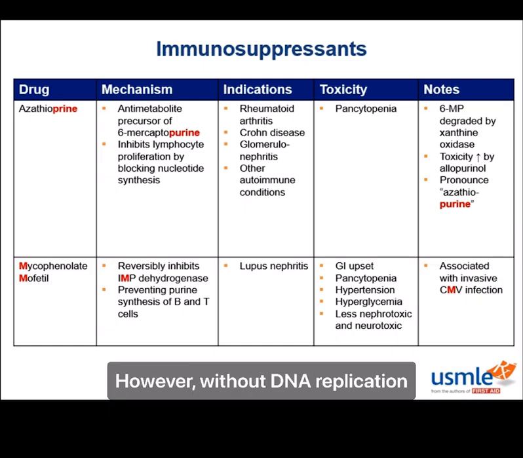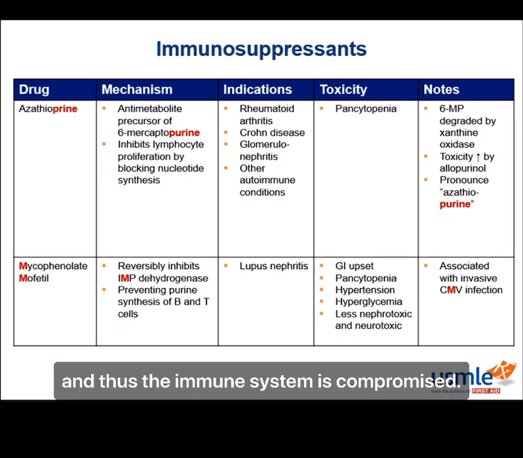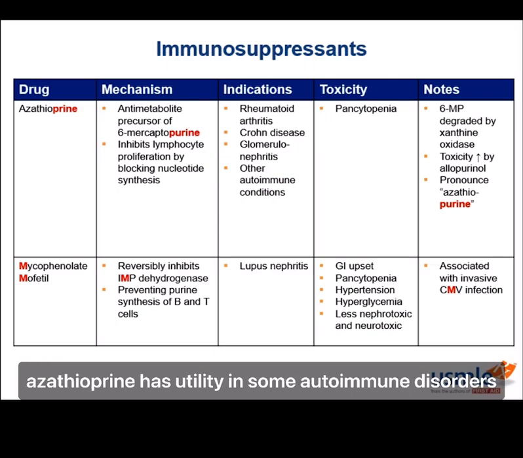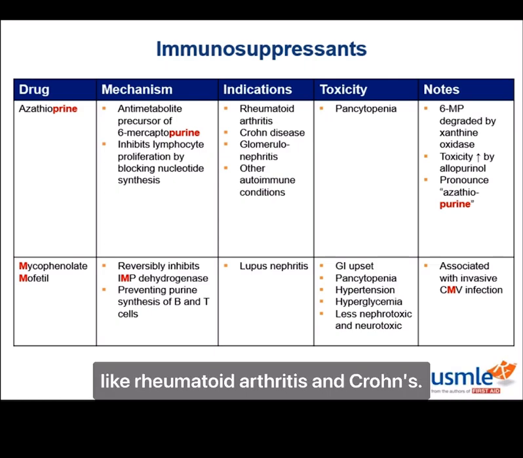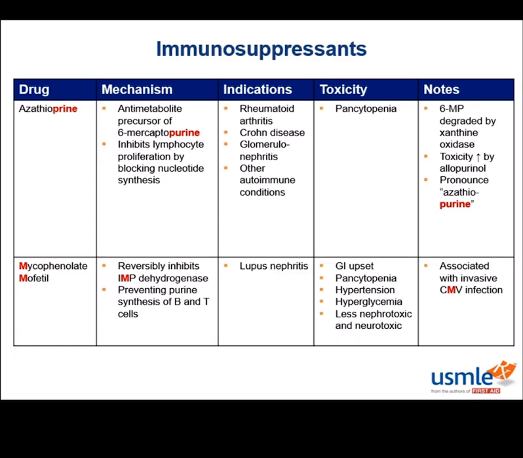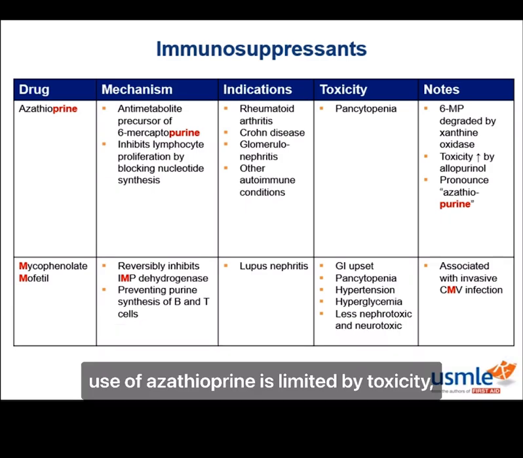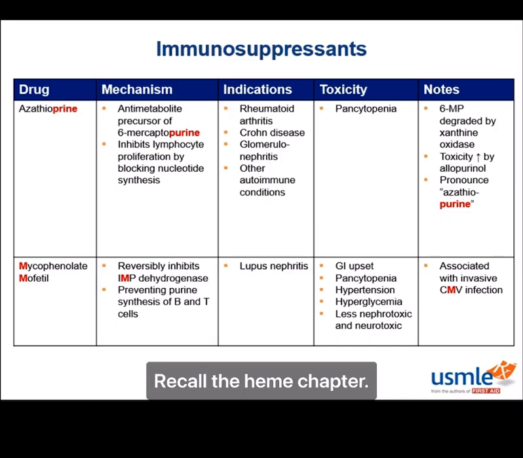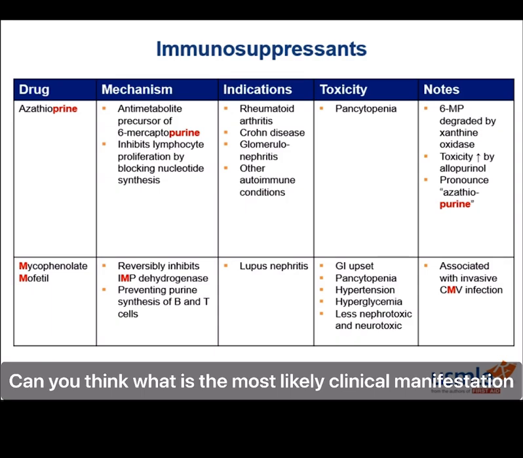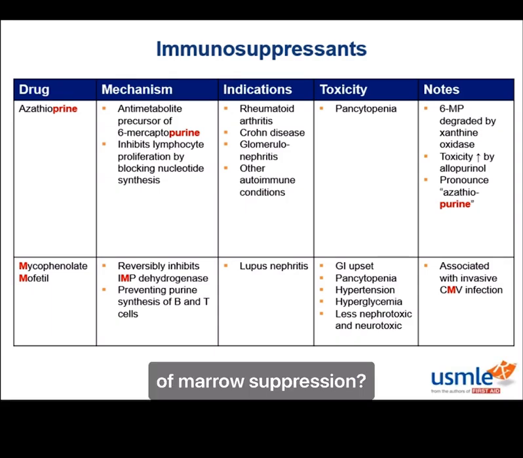Now, immune cells are normally highly proliferative. However, without DNA replication, their proliferation is halted and thus the immune system gets compromised. So azathioprine actually has some utility in some autoimmune disorders, like rheumatoid arthritis and Crohn's disease. As with most of the other immunosuppressant medications, use of azathioprine is limited by its toxicity, specifically bone marrow suppression. Can you think of what the most likely clinical manifestation of marrow suppression would be? It'd probably be anemia. For some bonus points, who can tell me what drug to avoid if a patient is on azathioprine or 6-mercaptopurine?